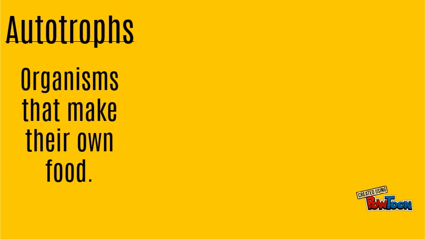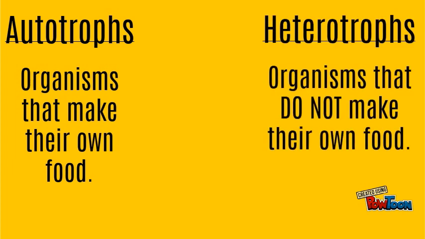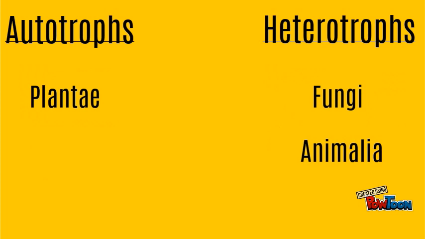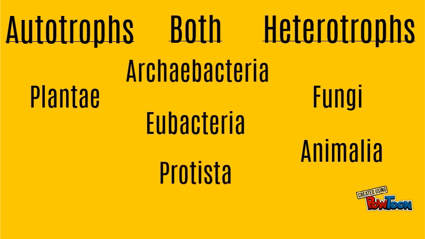Time for some new vocabulary words. Autotrophs are organisms that make their own food. Heterotrophs are organisms that get food from sources outside of themselves. Plantae are autotrophs, fungi and Animalia are heterotrophs, and Archaebacteria, Eubacteria, and Protista can be either autotrophs or heterotrophs.